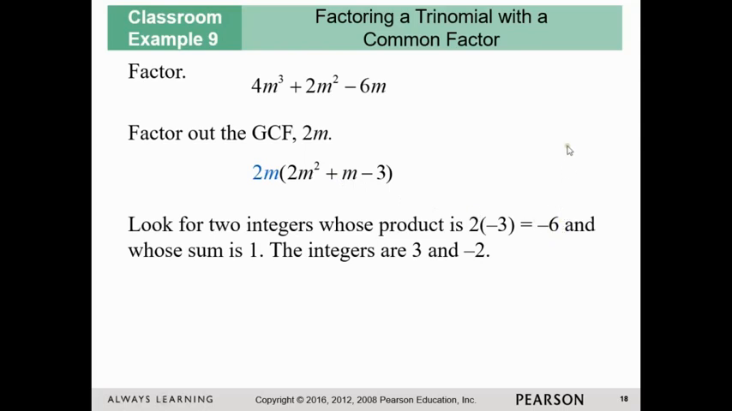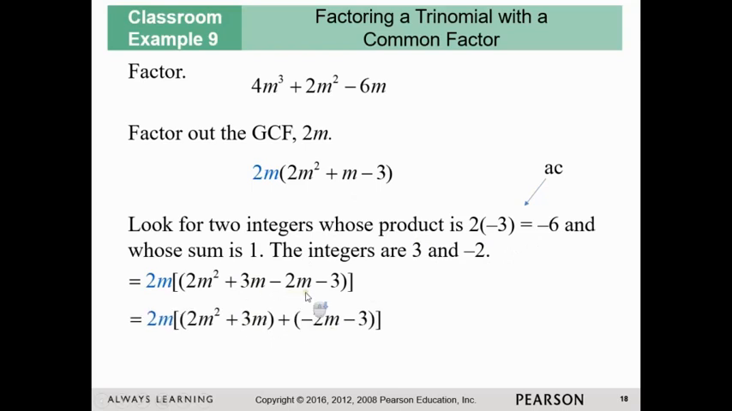So we should list out our factors of 6 over here, but the textbook doesn't do that right now, and I showed you how to do that. The integers are 3 and negative 2 because 3 minus 2 yields 1, right? So remember, I rewrite that, and then what I did was calculate AC, right? So I rewrite the middle term. Notice I've rewritten the middle term as 3m minus 2m. Then remember, now I factor by grouping.